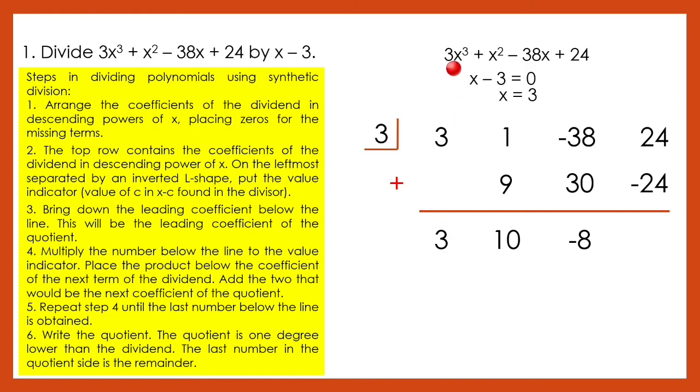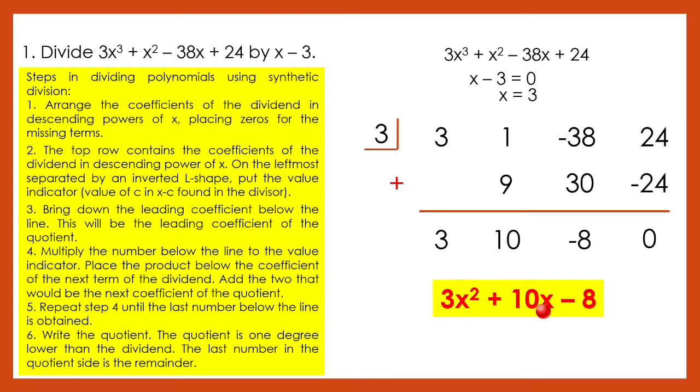Ang degree ng dividend natin is 3, or cube. So, ibig sabihin, ang degree nito ay 1 lower than the dividend. Ibig sabihin, kung x cubed yon, ang next dito ay x squared. So, ang quotient natin is 3x squared. Then, i-add natin plus 10.